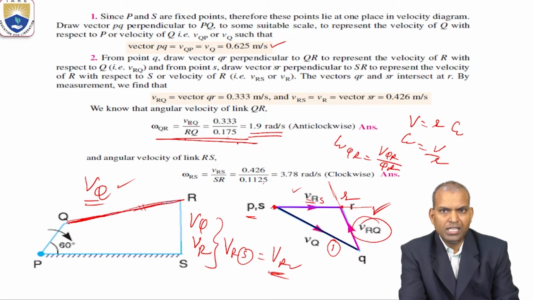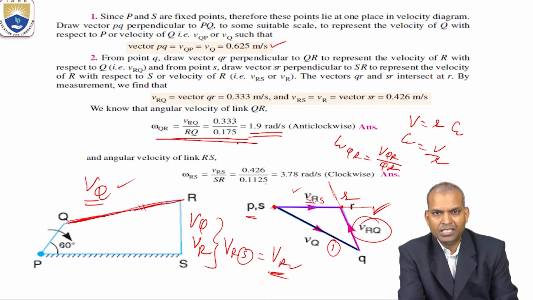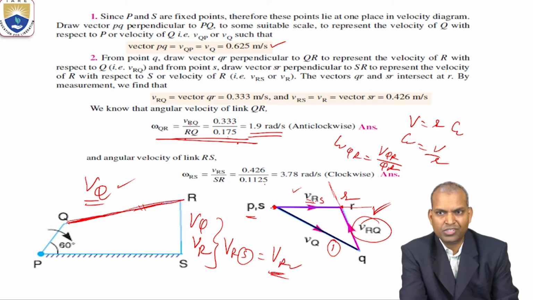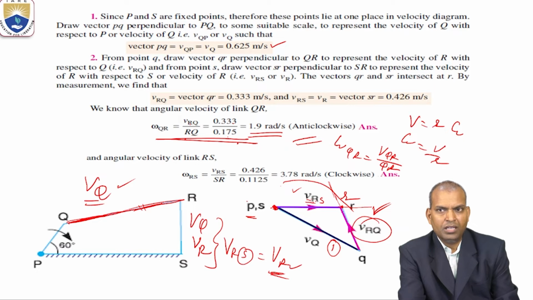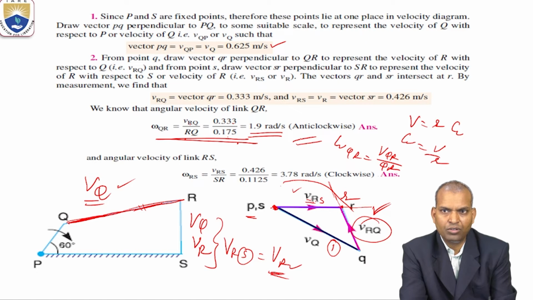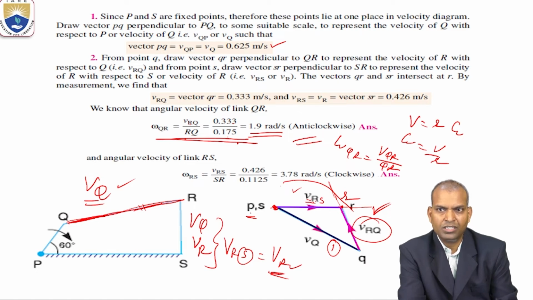So what is the direction of this angular velocity VRQ? It is in the same direction as the linear velocity. So if you see with respect to S, the fixed link, the direction is counterclockwise. That's why it is anti-clockwise. Sometimes in some of the textbooks, they make the mistake that it is in clockwise direction. No, it is in anti-clockwise direction. You can see it is counterclockwise direction.